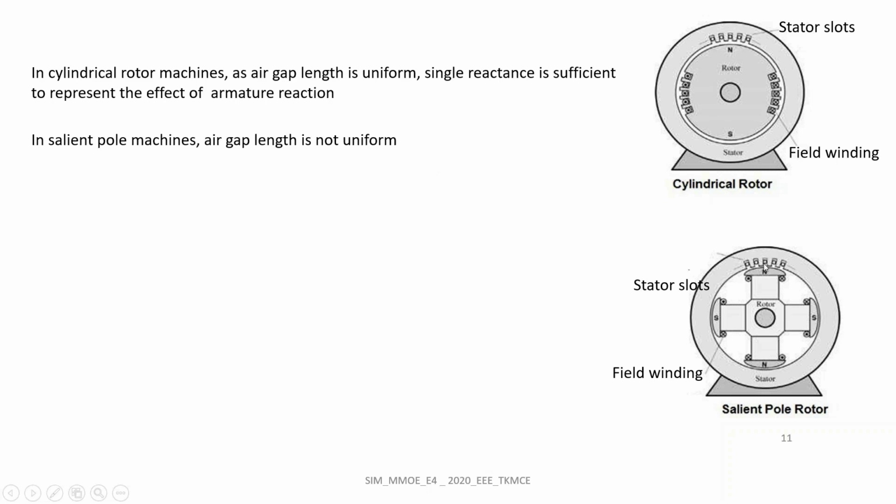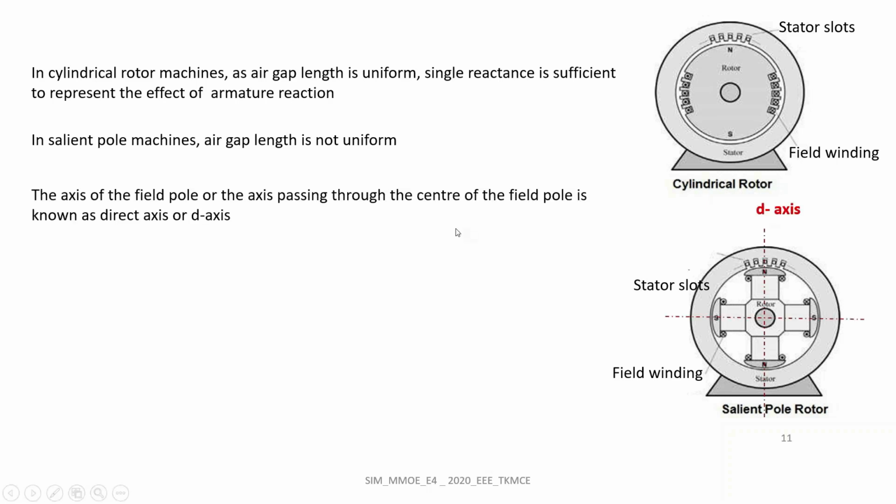Here the air gap length is less. In this area, the air gap length is more. So in a salient pole machine, there are two axes, namely the direct axis, that is the D axis, and the quadrature axis, that is the Q axis. What is the direct axis? The axis of the pole, or the axis passing through the center of the pole, is known as the direct axis or D axis. So this is the direct axis, which is represented in red color.